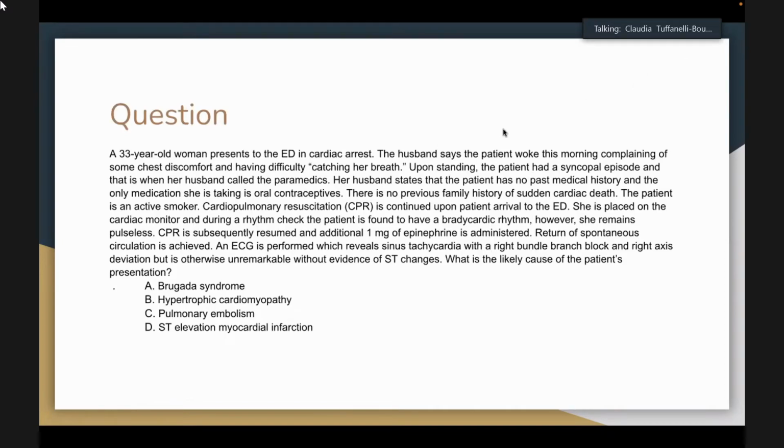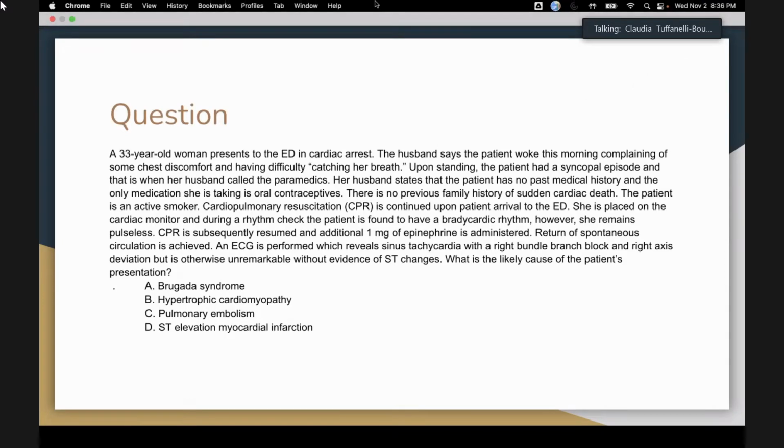All right, next question. A 33-year-old woman presents to the ED in cardiac arrest. Husband says the patient woke up this morning complaining of some chest discomfort and having difficulty catching her breath. Upon standing, the patient had a syncopal episode, and that is when her husband called the paramedics. Her husband states that the patient has had no past medical history, and the only medication she takes is oral contraceptives. There's no family history of sudden cardiac death. The patient is an active smoker.